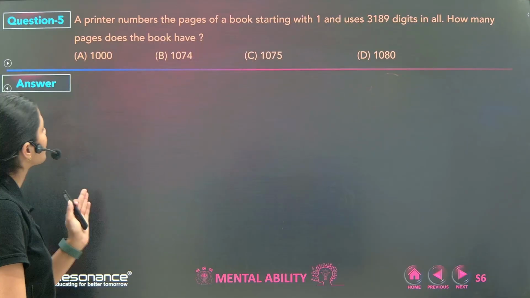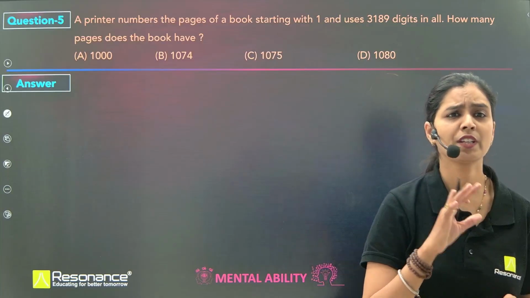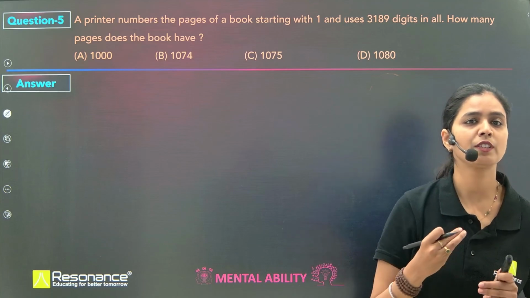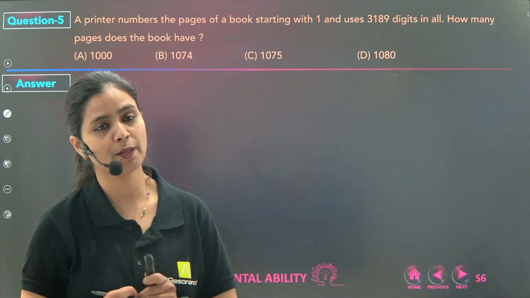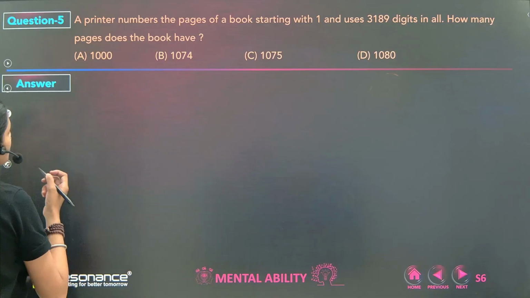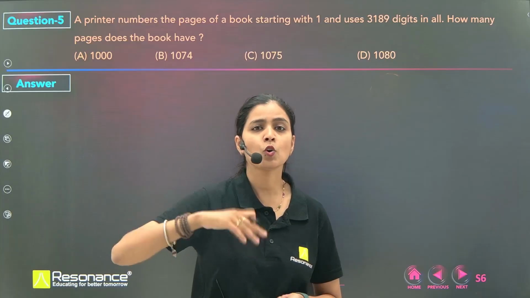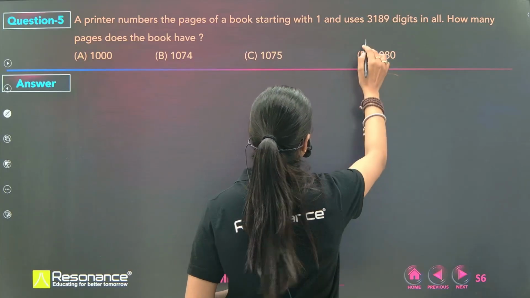A printer numbers the pages of a book starting... Okay, so there is a book and we have put it in a printer. So the printer is starting with putting up the number. How will the printer put up the numbers? It will be number 1, 2, 3, 4, 5, 6 and continuous. So how many digits in all has the printer used, which is given to us?